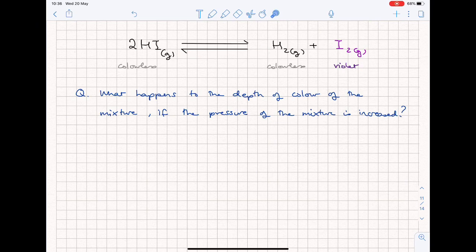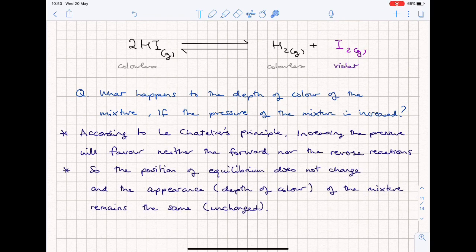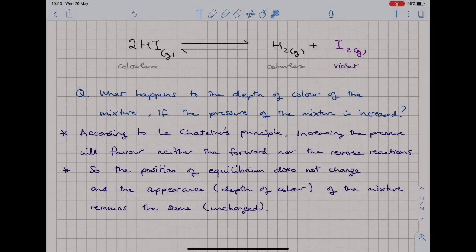Moving forward in the reaction, we don't increase or decrease the number of moles of gas particles, and the same going the other way. So changing the pressure in this case will not affect the position of equilibrium. There's no effect. So even though there are gases involved in this reaction, it's not affected by changing pressure. So according to Le Chatelier's principle, increasing the pressure will favour neither the forward nor the reverse reaction. So the position of equilibrium does not change, and the depth of colour of the mixture remains unchanged.